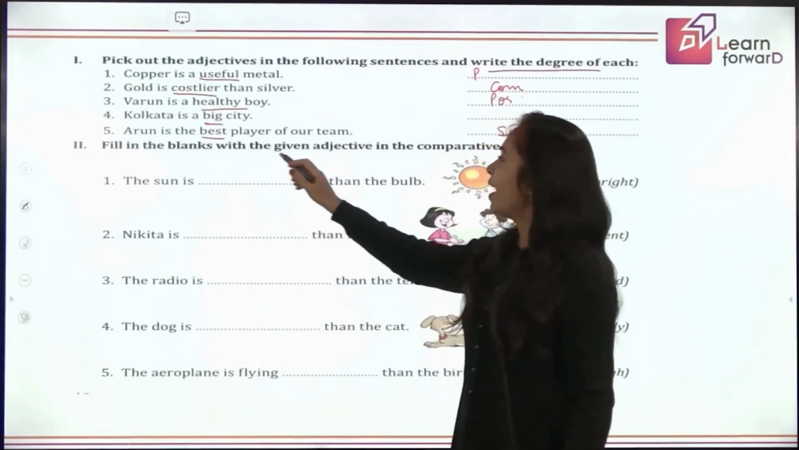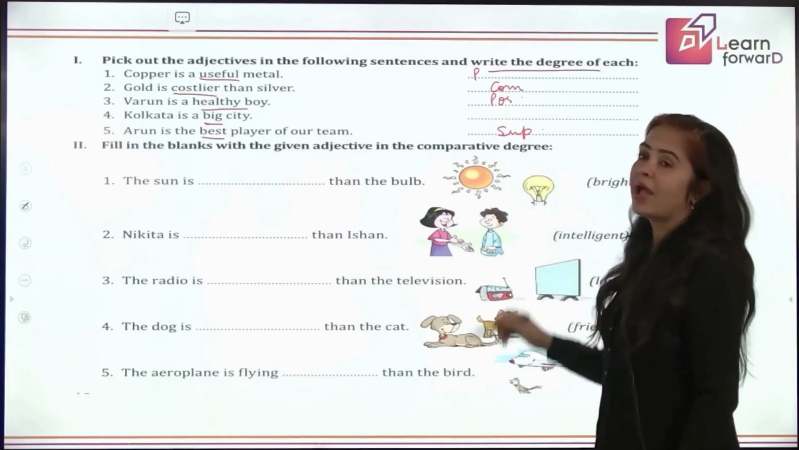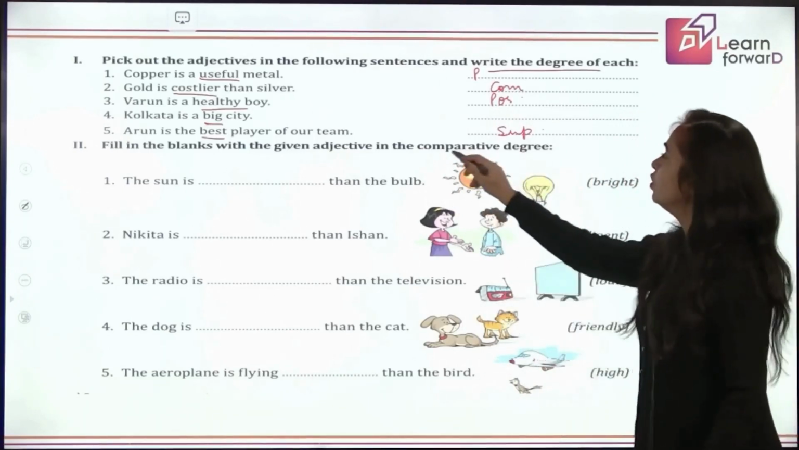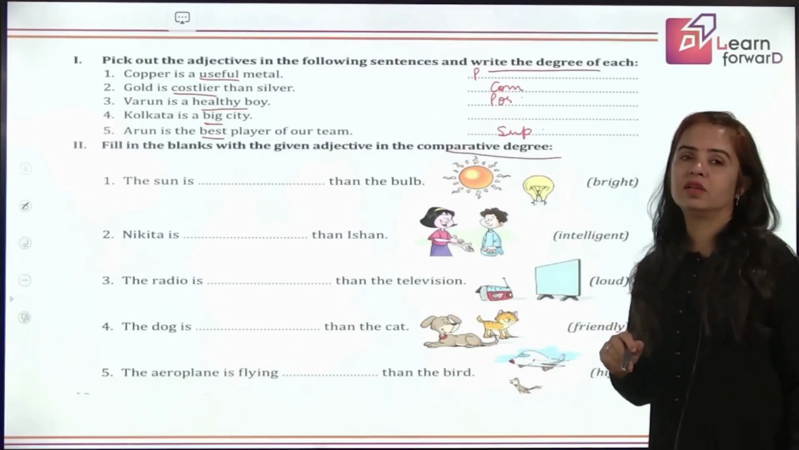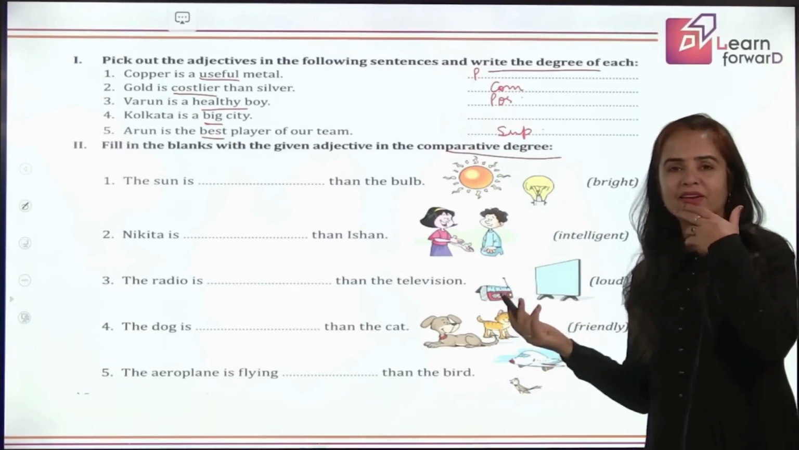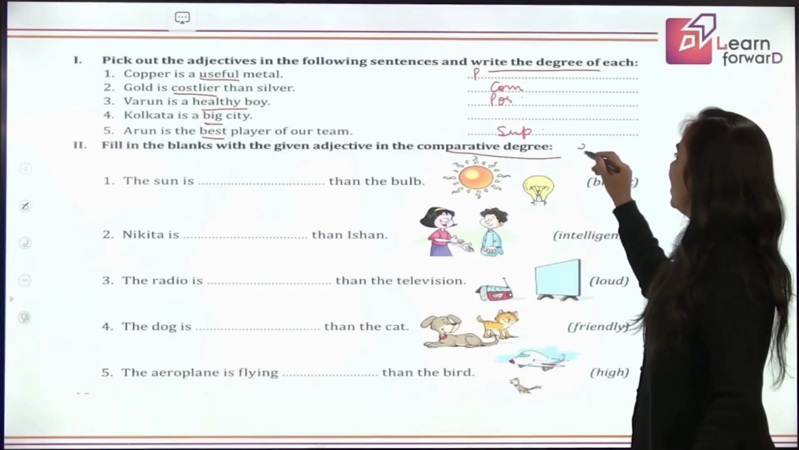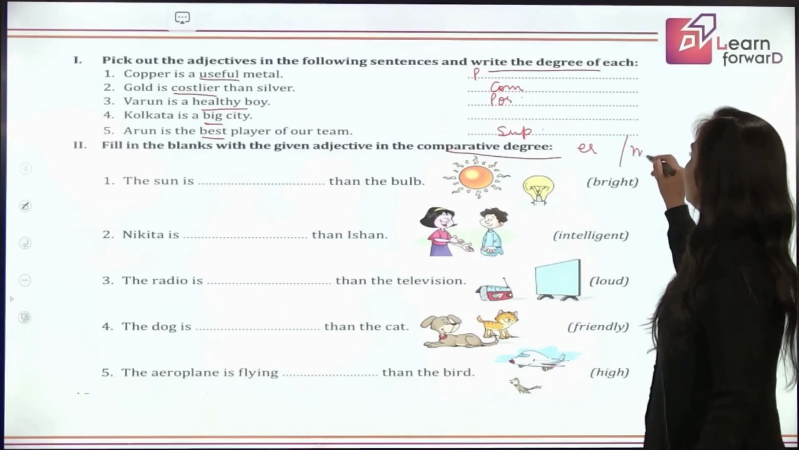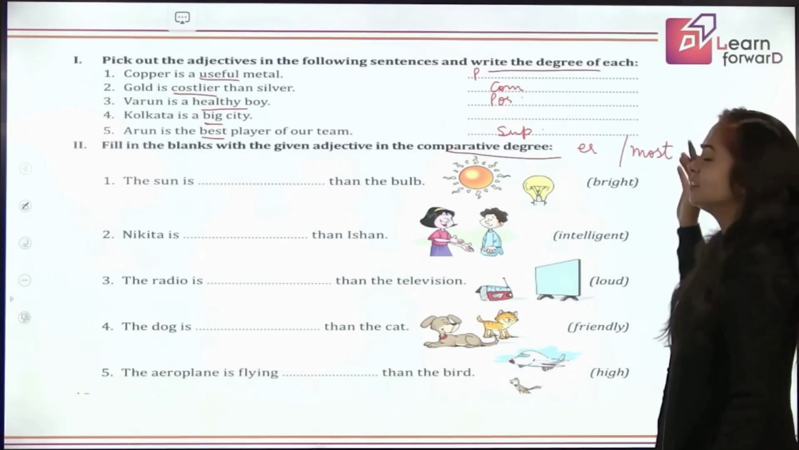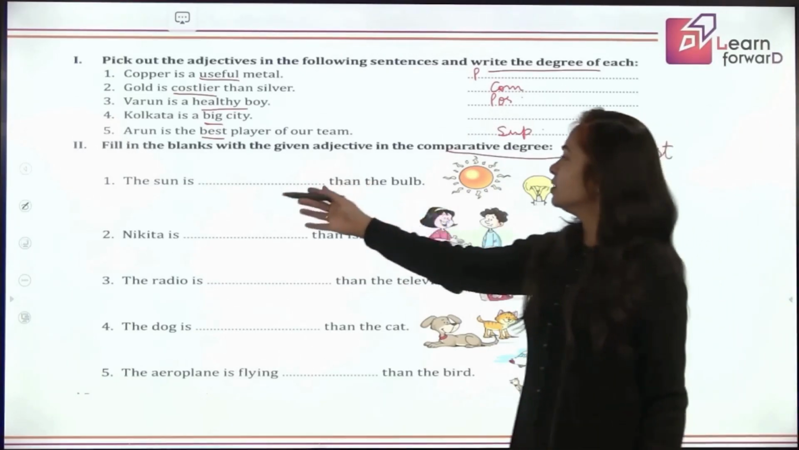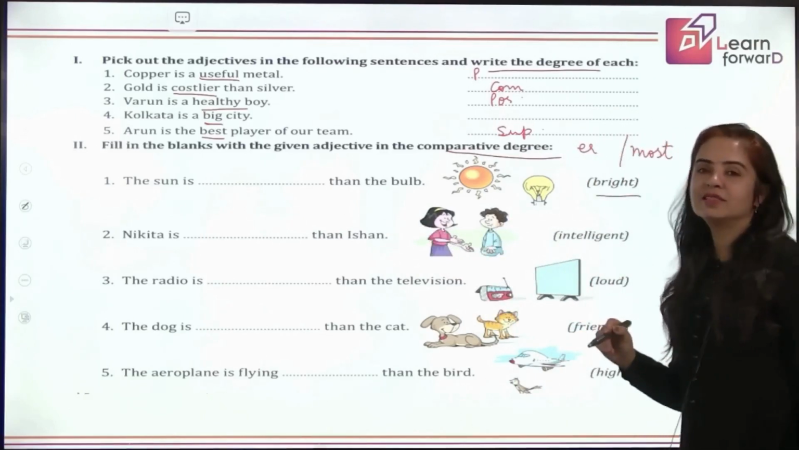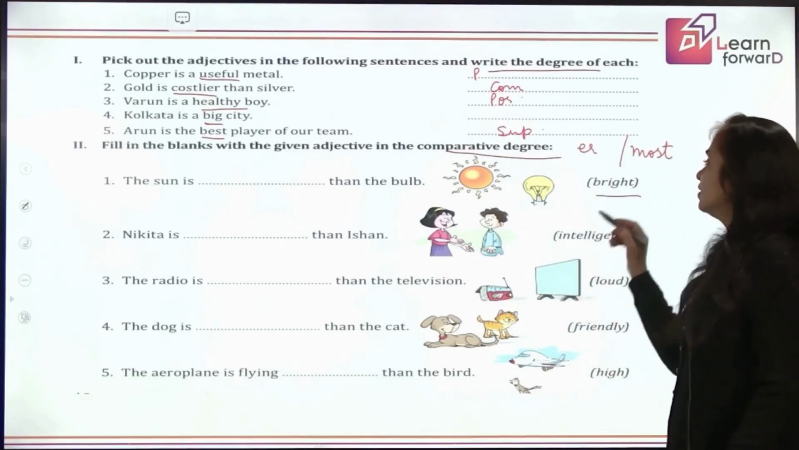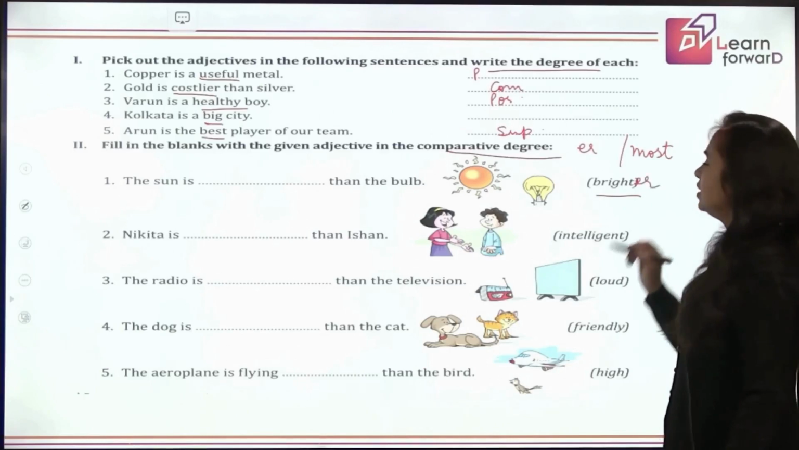Yes. Fill in the blanks with the given adjective in comparative degree. They have given you the adjective, you have to use the comparative degree. What's the rule for comparative degree? ER. And sometimes you have to add more. Let's see what to do where. The sun is bright, brighter. Yes, you will add only ER here.